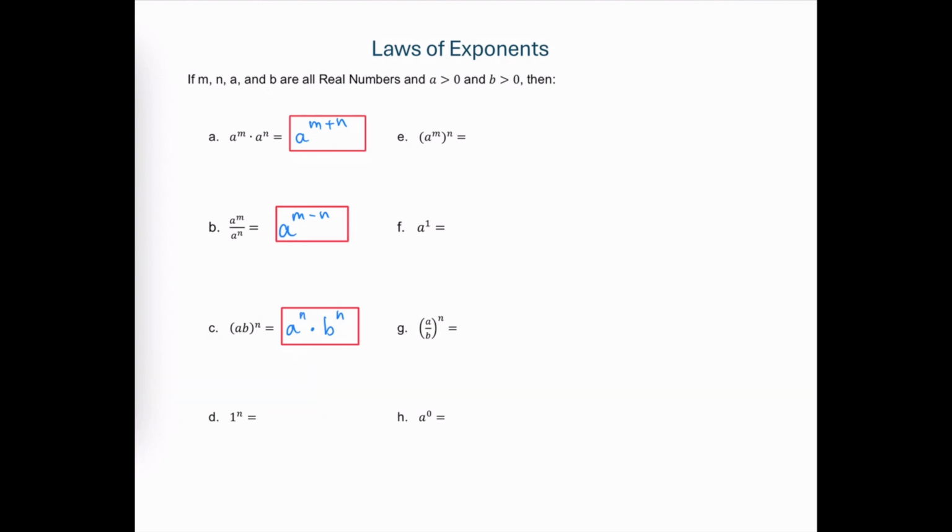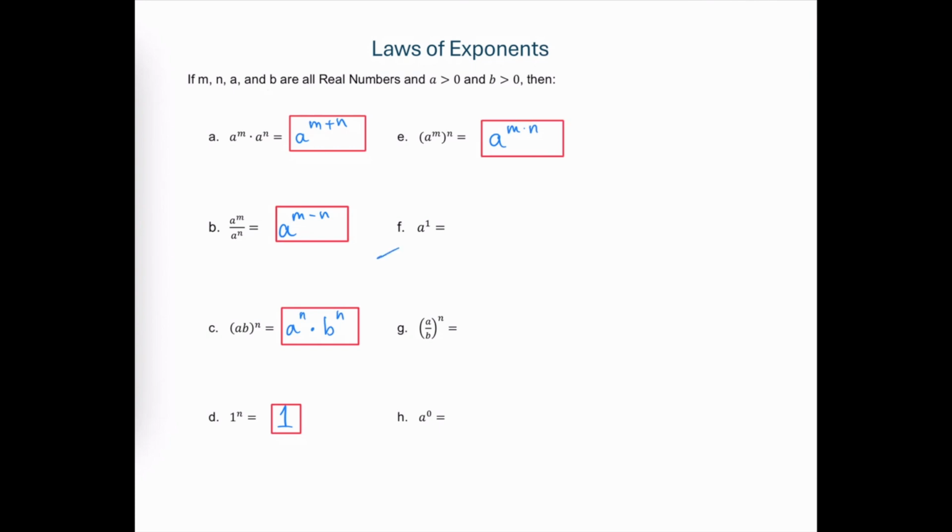In part D, we see 1 raised to the n power. 1 raised to any real number is going to be 1. Even if we have 1 raised to the 0 power, that's still 1. If we have a to the m raised to the n power, when we raise a power to a power, we multiply the exponents together, so that's going to be a raised to the m times n.